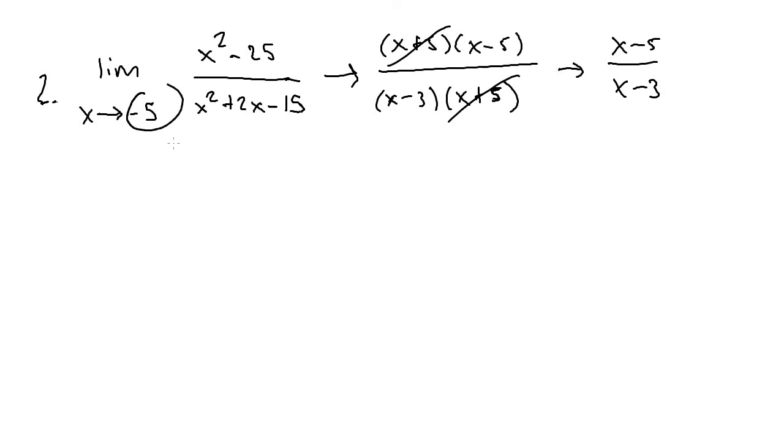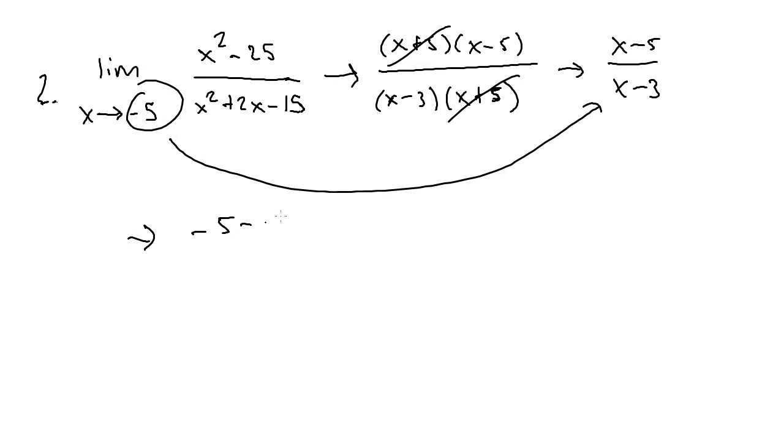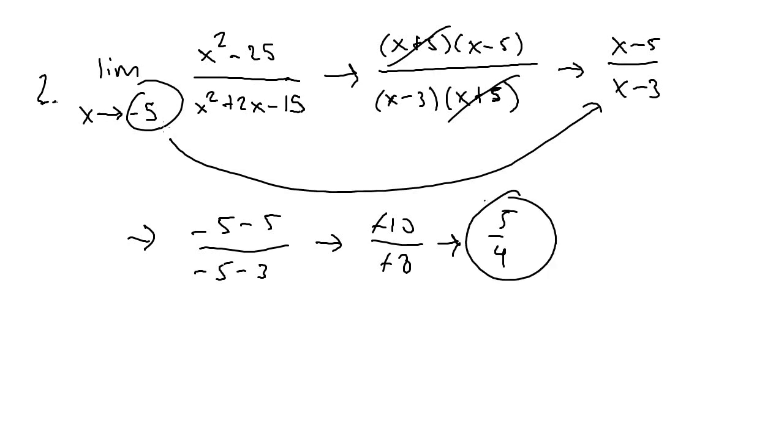So now I can go ahead and plug in -5 to the equation. So I get -5 minus 5 over -5 minus 3. -5 minus 5 is -10, and -5 minus 3 is -8. So then the negatives cancel, and I get 5 over 4.